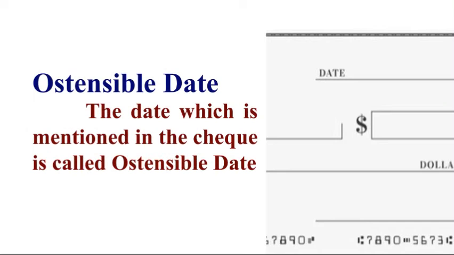Now, what is the meaning of ostensible date? The date which is mentioned in the check is called ostensible date. This will be mentioned in the face of the check.